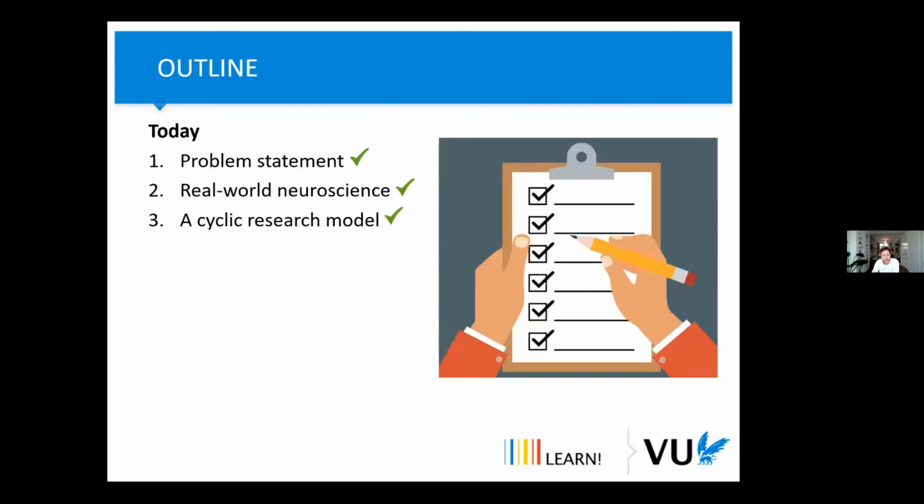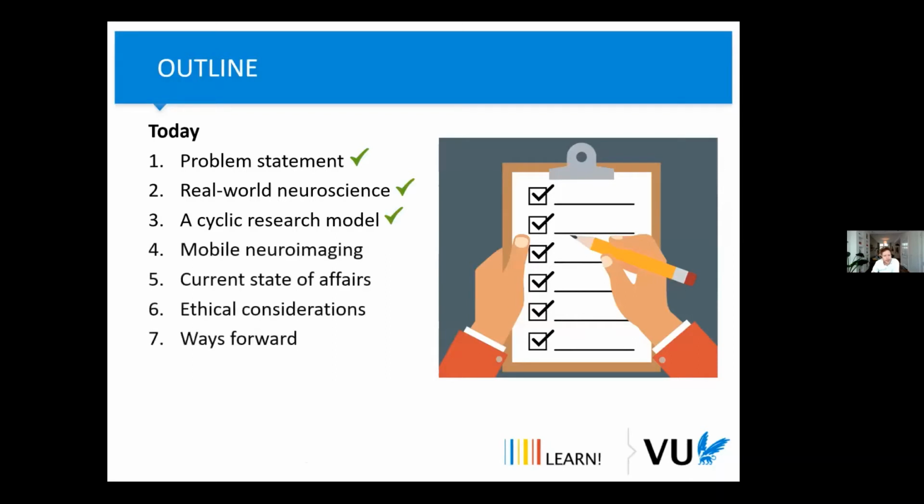All right, so we discussed the problem statement. I gave you a definition of real-world neuroscience and why it is needed, and how it has a place in a cyclic research model. So we'll continue with mobile neuroimaging. I will give a current state of affairs, and then importantly, we also discuss a few ethical considerations of using mobile neuroimaging in educational neuroscience. And we end with a few ways forward.